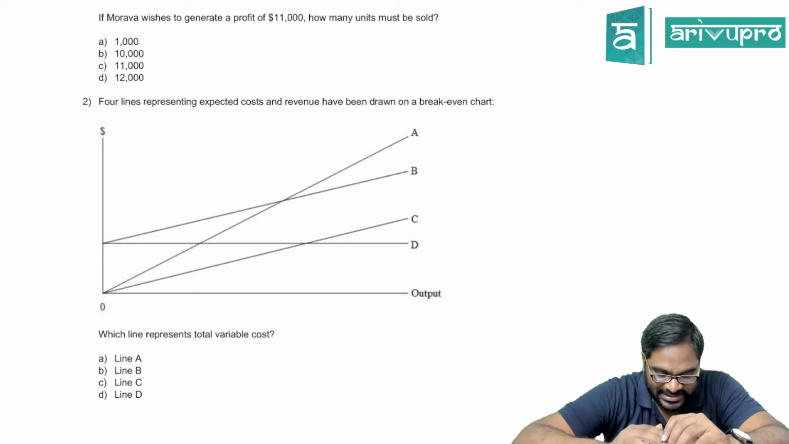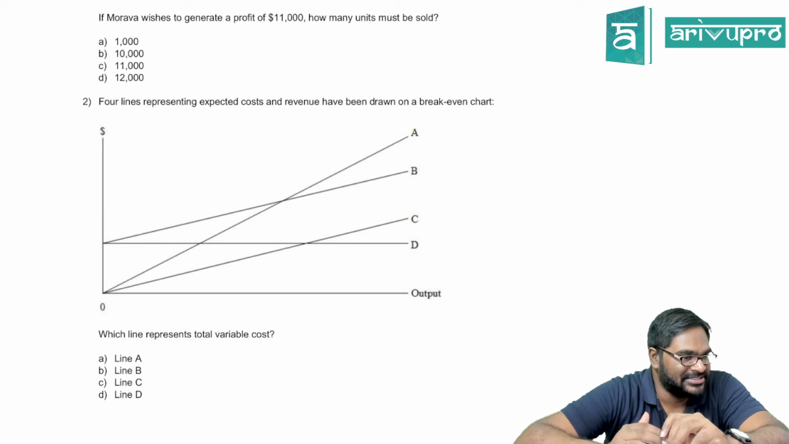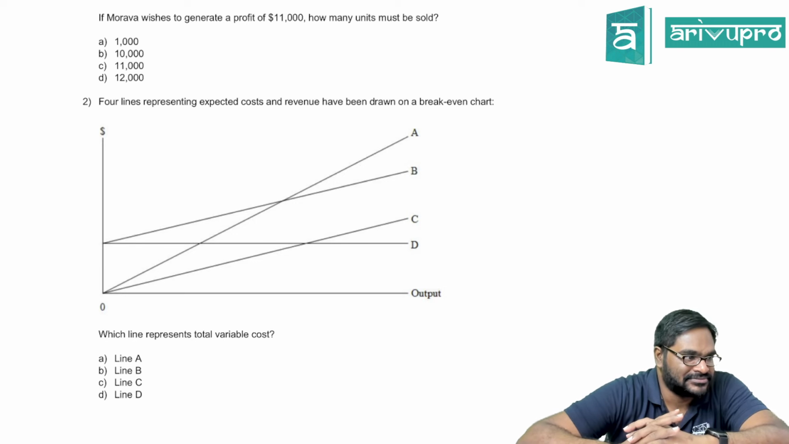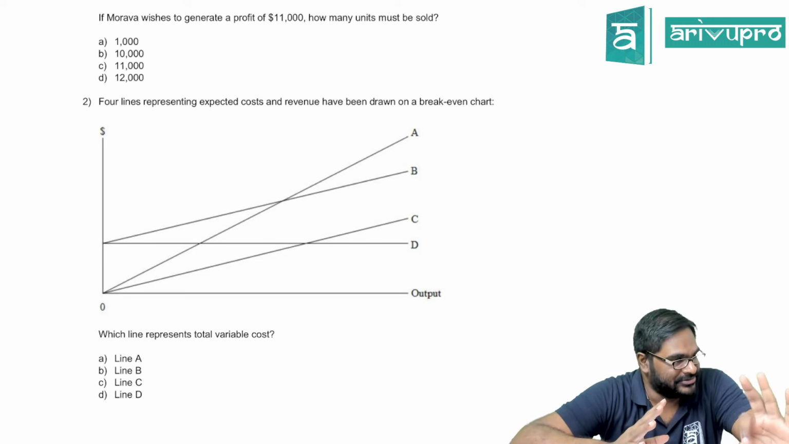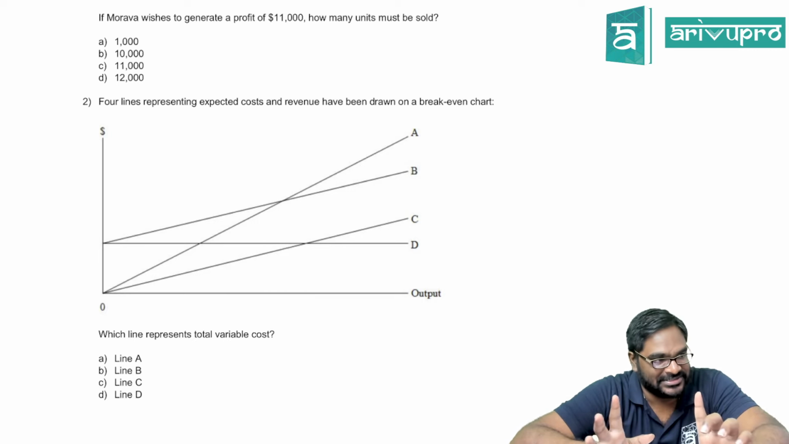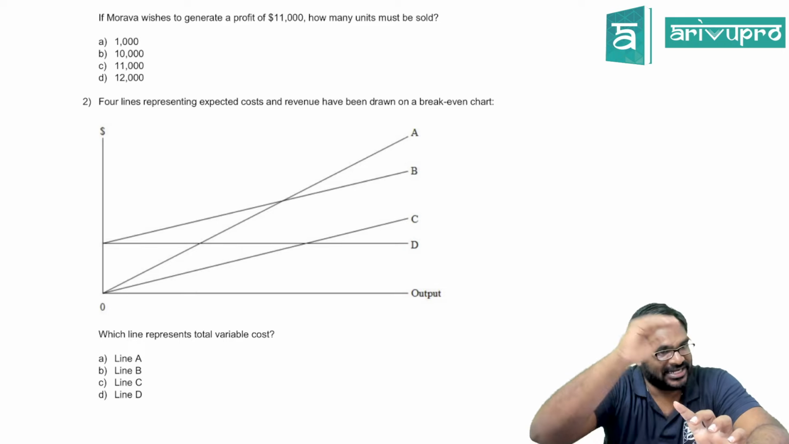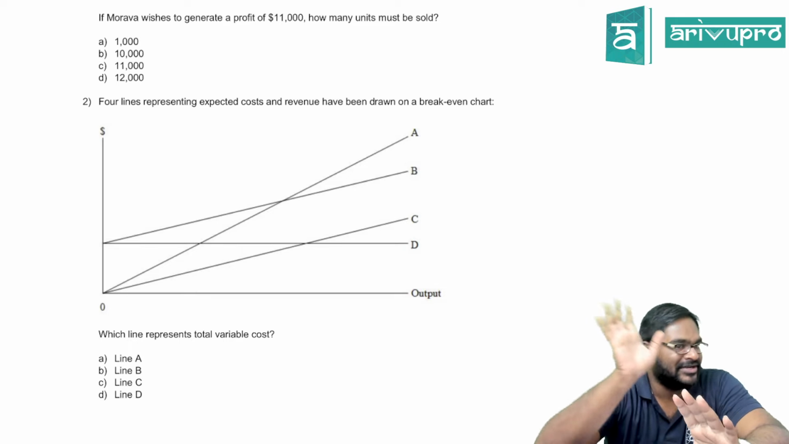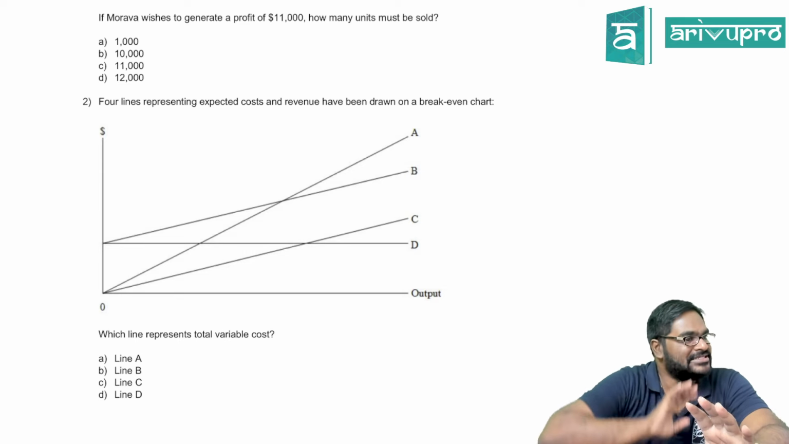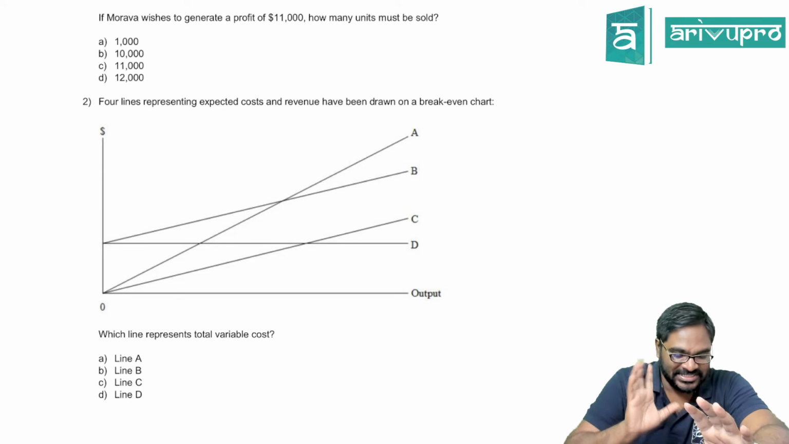So they are asking which line represents the total variable cost. How would the variable cost start? It will start from 0. Variable cost will start from 0, not the total cost. Total cost will start from fixed cost, but variable cost starts from 0 because if you don't produce anything, there is no variable cost as well. So it starts from 0.